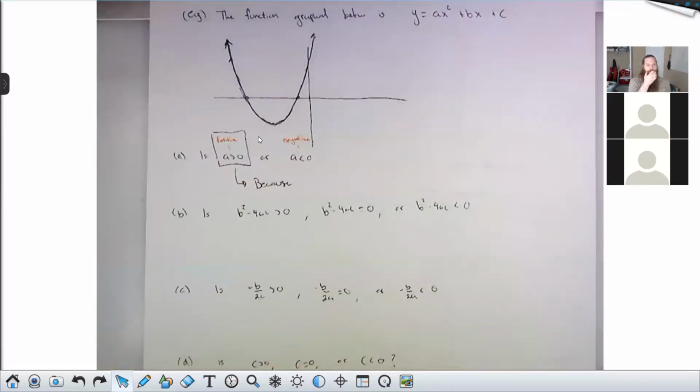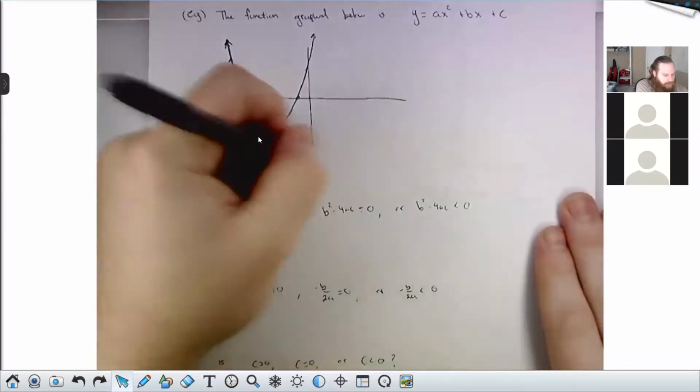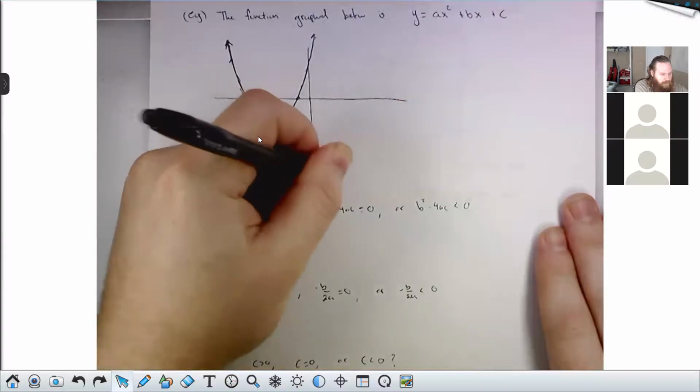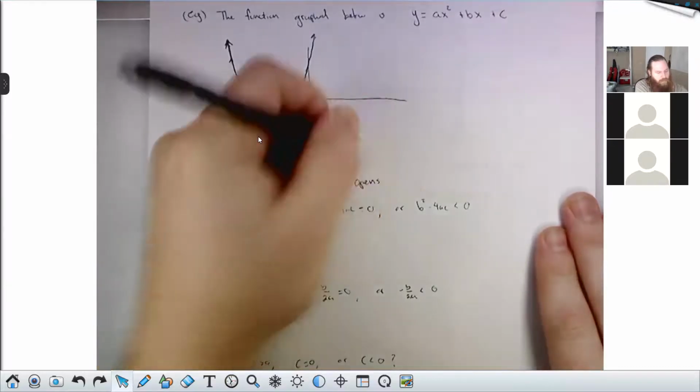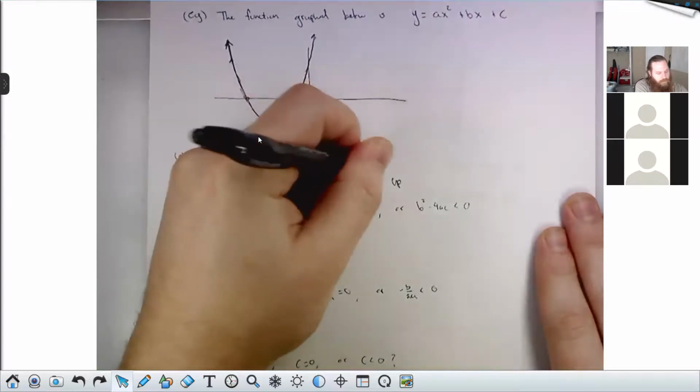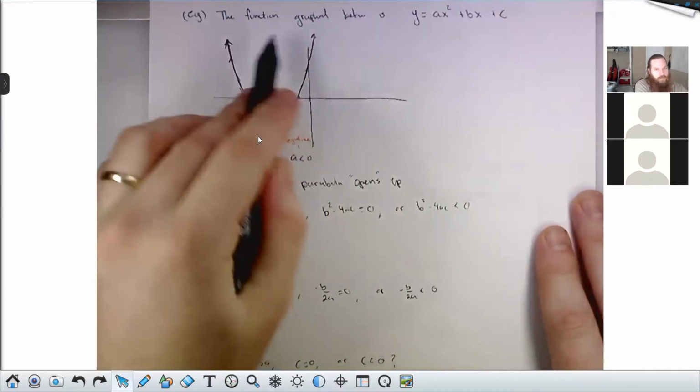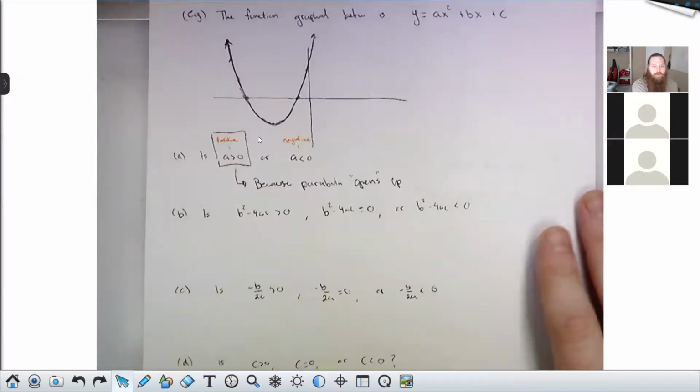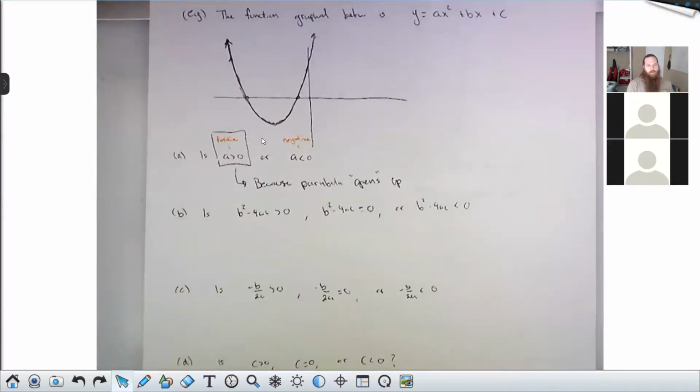Because what? Because why? Yeah, because the graph opens up, right? If the parabola opens up like this, that means the lead coefficient A has to be positive. If the parabola opens down like this, that means the lead coefficient A is negative. It opens in the up direction. This is the open side that's facing up. So we know that A, the lead coefficient, has to be positive.